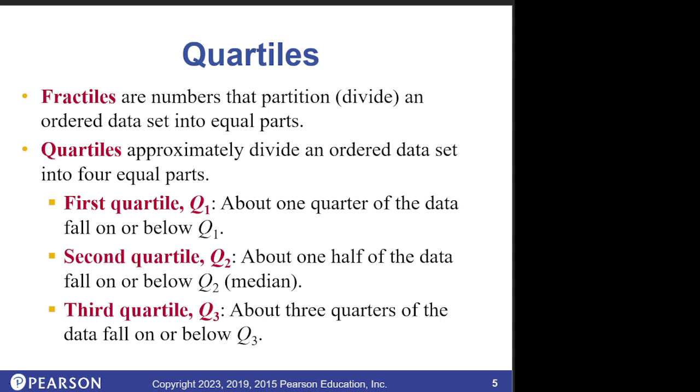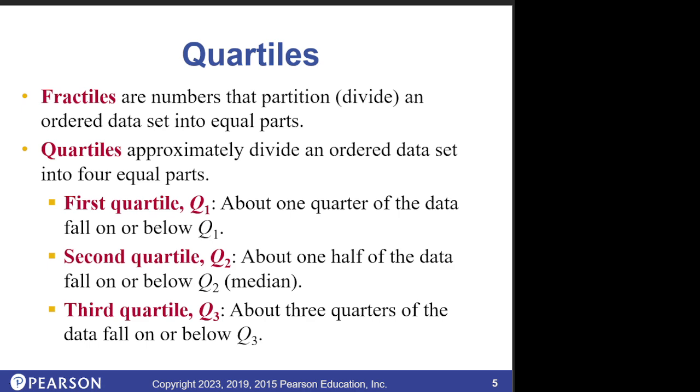So a quartile is a type of fractile, which is where we divide the data into partitions or fractions, so that each set has an equal number of data elements in them. So for a quartile, we divide our set into 4 equal parts. About 1/4 of the data is below the first quartile. Half of the data is below the second quartile, which is the same as the median, and 3/4 of the data is below the third quartile.